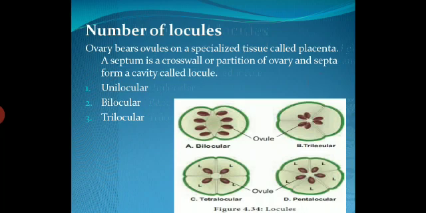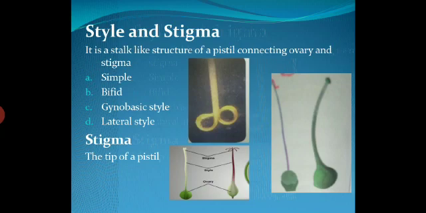Next one, tetralocular. An ovary with four chambers is called tetralocular. Next one, pentalocular. An ovary with five chambers is called pentalocular.